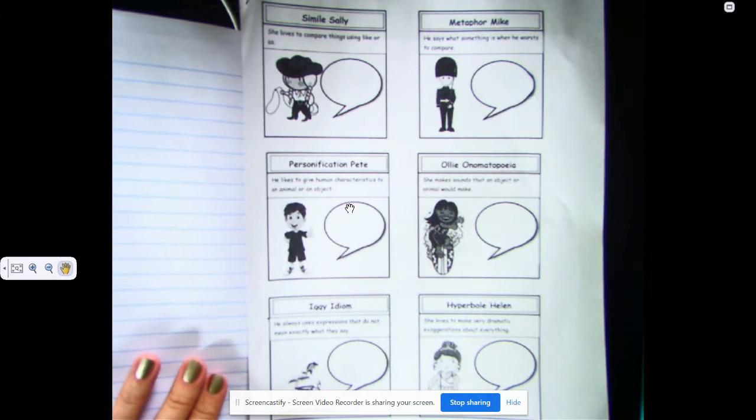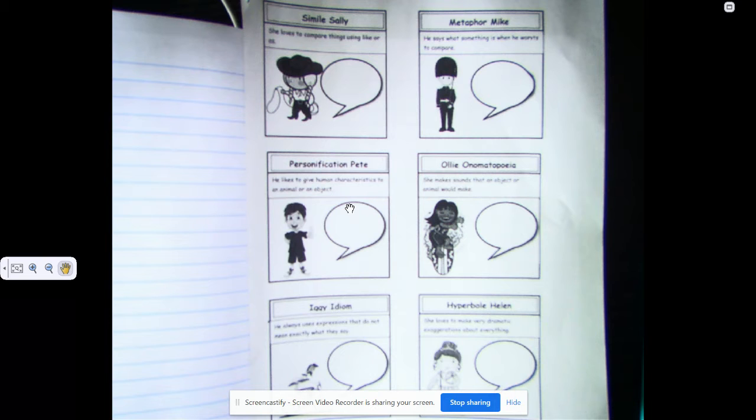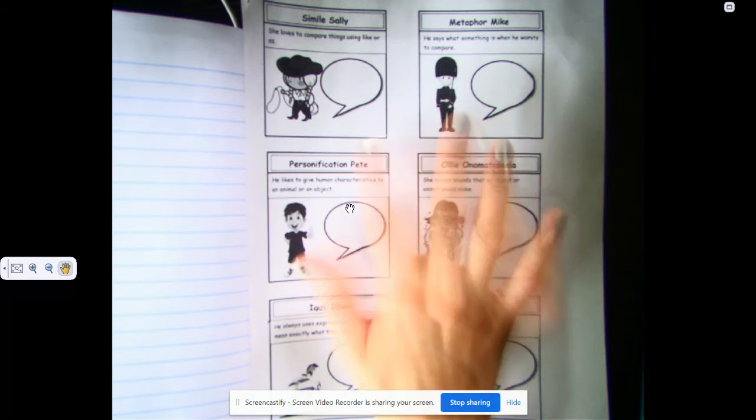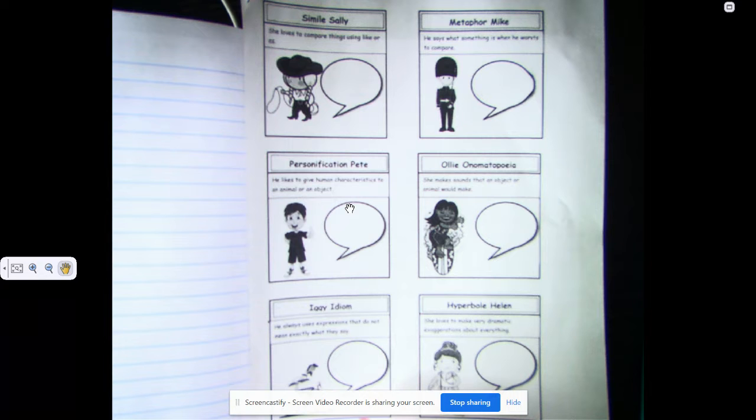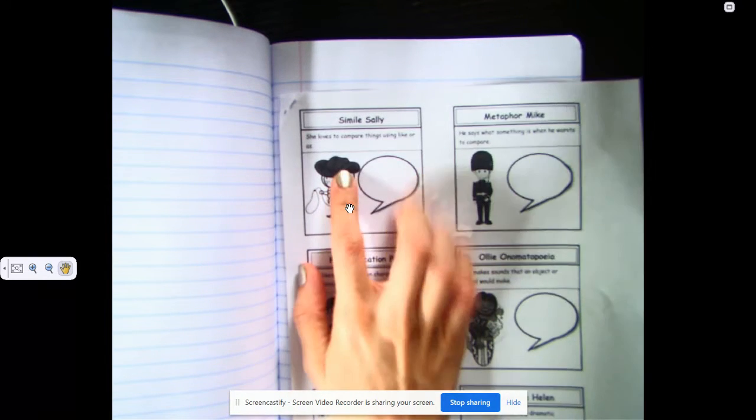Okay, so figurative language is when you say something that doesn't mean exactly what it says. It's not meant to be taken literally. The words that we use are meaning something else. And there's a few different types of figurative language here. We're going to start off with a simile.